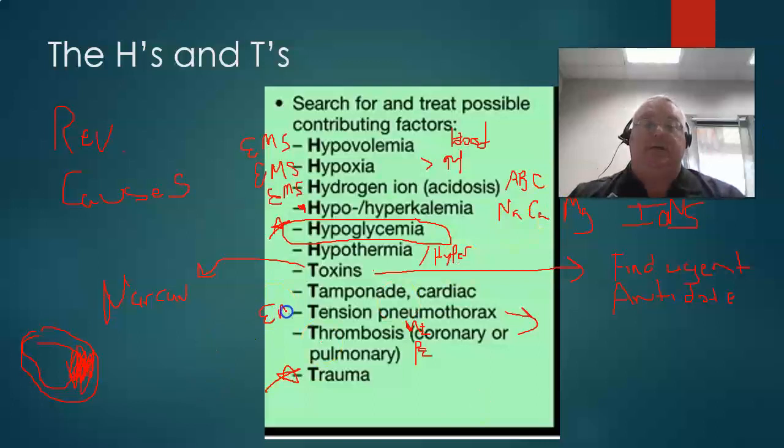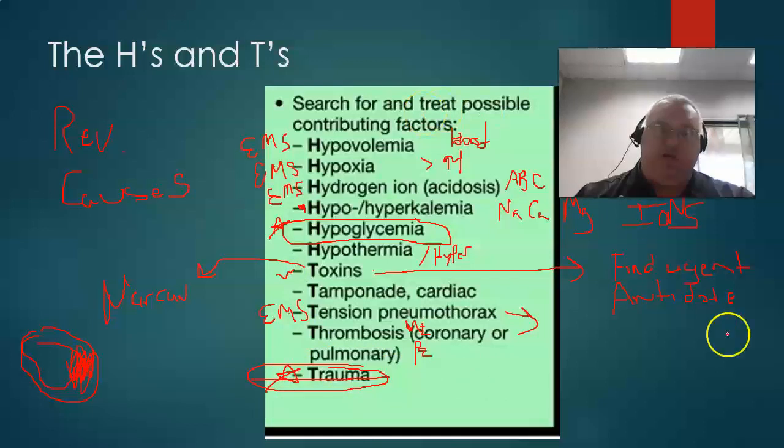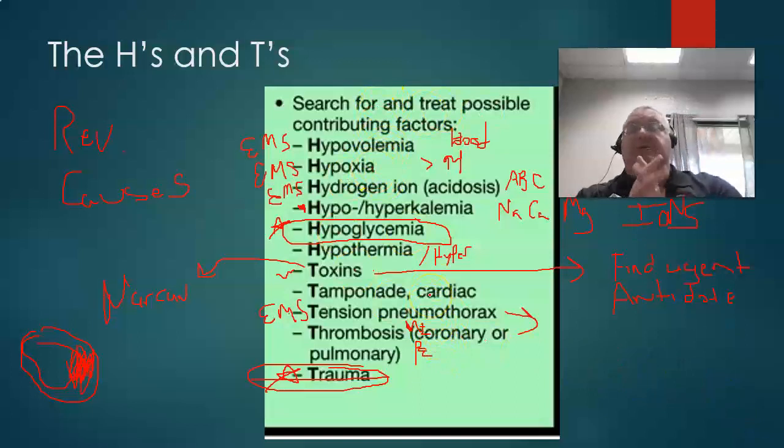Let's see here. That's something we can do something about. This one depends. And then trauma. They've actually got us taking trauma out for the ACLS one. So is there anything that we can really do? Because usually trauma ends up being one of these guys up here: hypovolemia, hypoxia, tension pneumothorax, or cardiac tamponade. So again, they've taken the trauma one out.